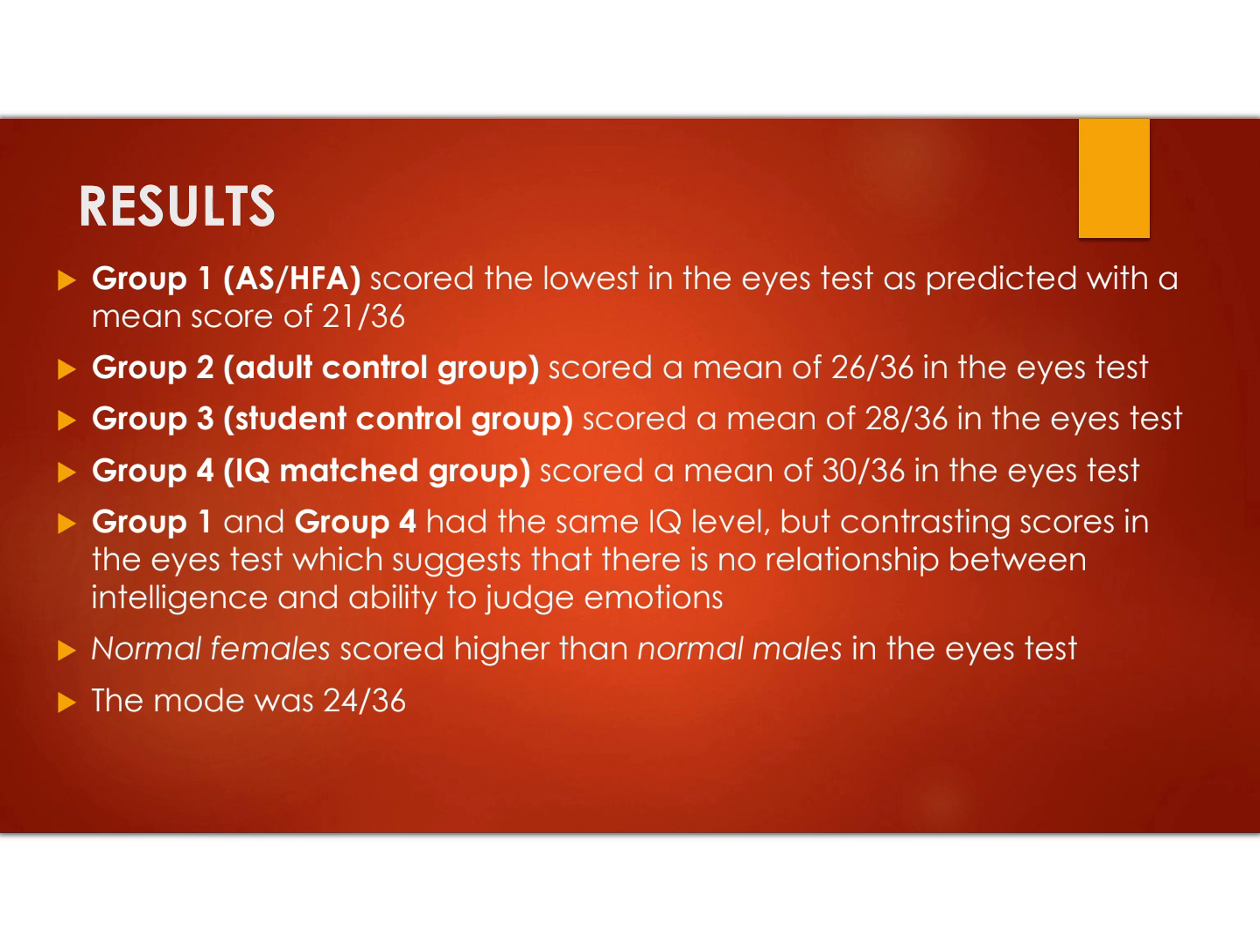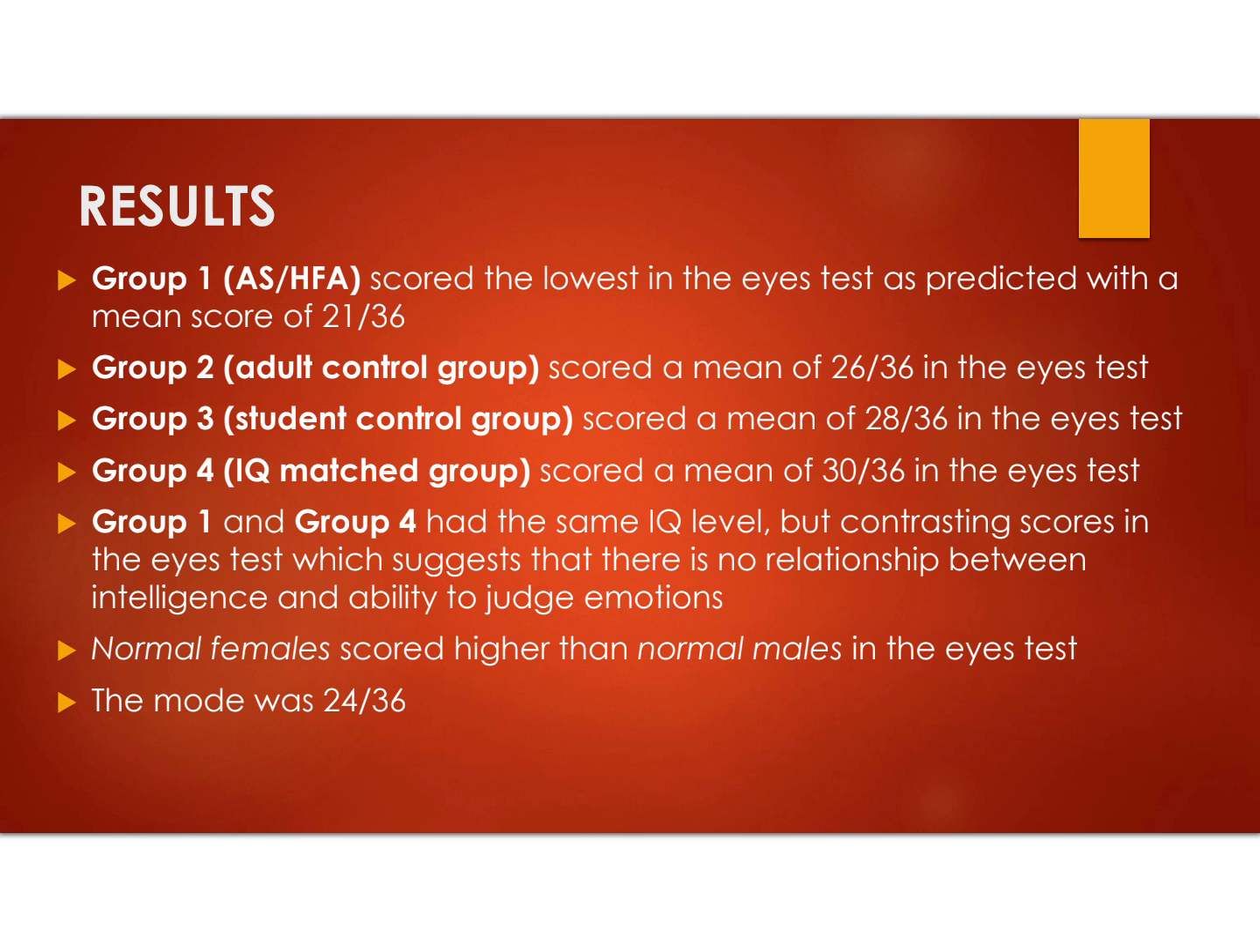Group 1, the AS/HFA group, scored the lowest in the ICE test, as predicted, with an average score of 21 out of 36. Group 2, the adult control group, had an average of 26. Group 3, the student control group, had an average of 28. And Group 4 had the highest with an average of 30 out of 36.